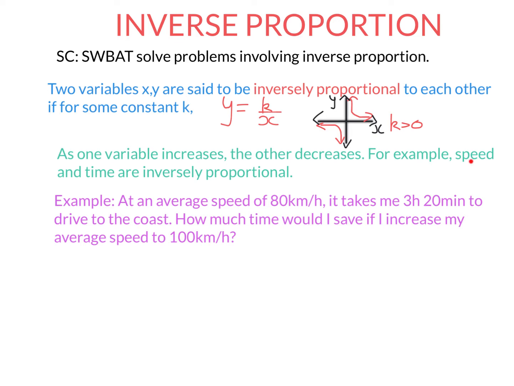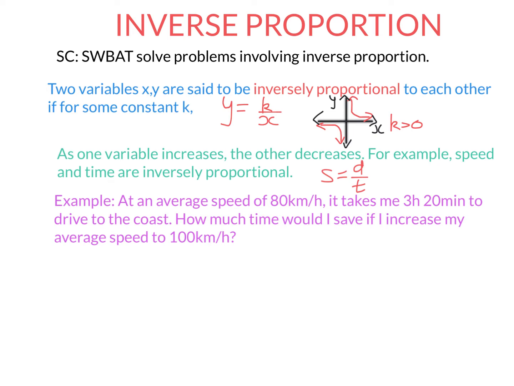So for example, speed and time are inversely proportional. So speed equals distance over time. So here speed's like the y, time is like the x, and d here is just a constant. If you fix the distance you're traveling, say 100 kilometers or whatever, then as the speed increases, the time decreases. As the time increases, the speed decreases.